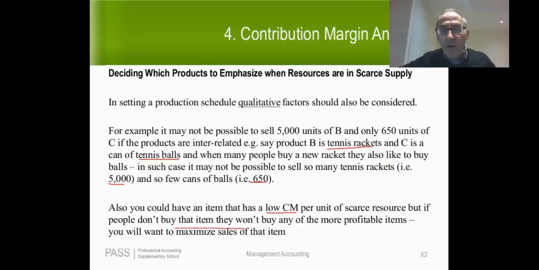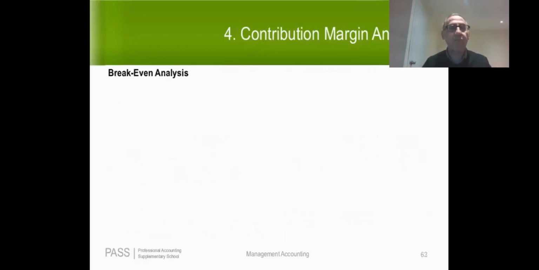Printers might have a poor contribution margin, but if I can sell lots of printers, hopefully I'll sell lots of ink. If that's the case, I'll want to sell a lot of printers, even if they have a low contribution margin, or even if they have a negative contribution margin, if they're helping me sell something else that will be very profitable. So you've got to consider qualitative factors too.